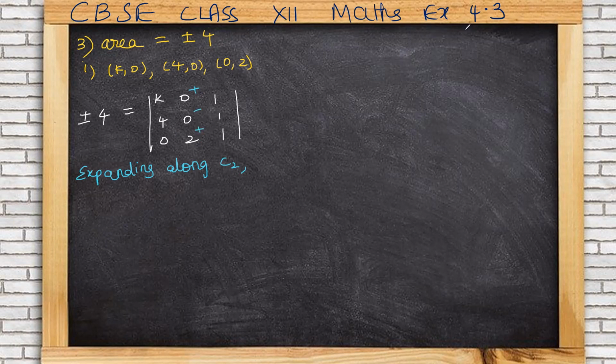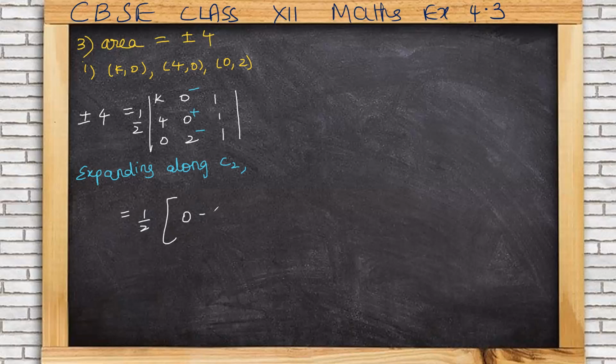So by expanding along column 2, we have the signs plus, minus, plus. Oh, sorry, I'm writing it the opposite way. So minus, plus, minus, we have the signs. As both entries are zeros, we don't need to worry. And half into, I forgot that also. So half into 0, both the entries 0.